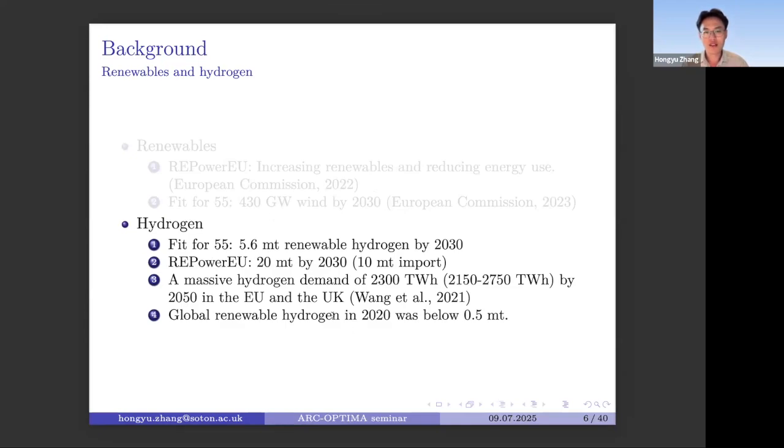But the fact is that the global renewable hydrogen production in 2020 was below 0.5 megaton, which is far below what the EU aims to achieve by 2030. And we are not that far from 2030, if you think about it.